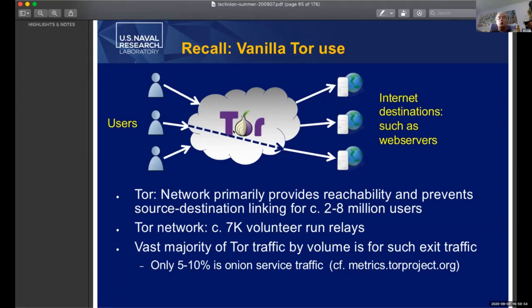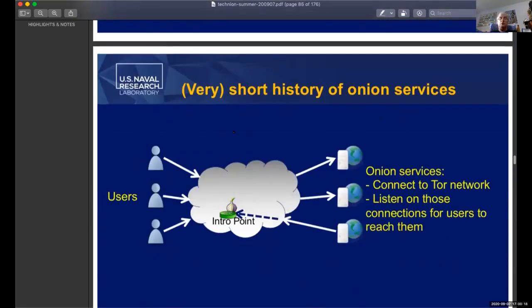And this is how most Tor traffic, in fact, is used. We know from our metrics that it's only a small fraction. It's been growing a bit, but it's still only around 5% of total traffic going to onion services. Almost all of it is just going out to ordinary internet destinations.